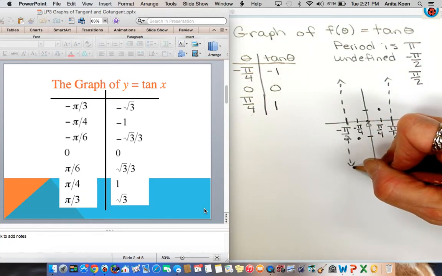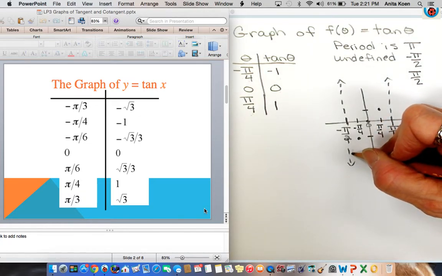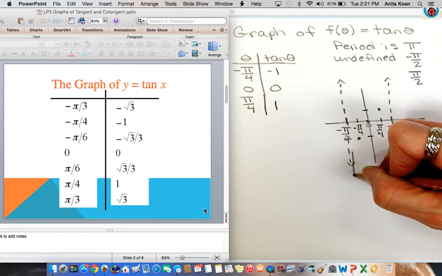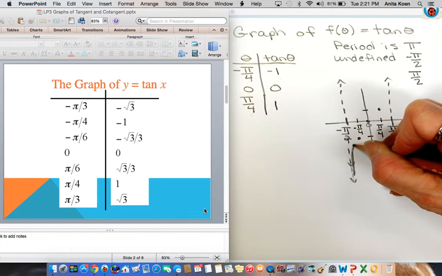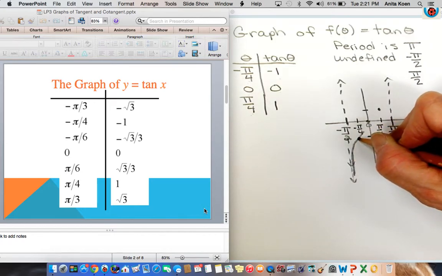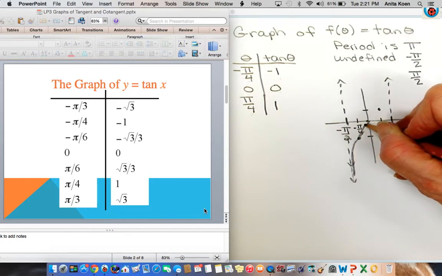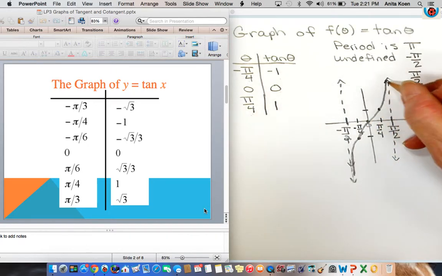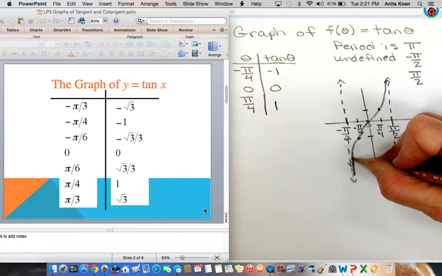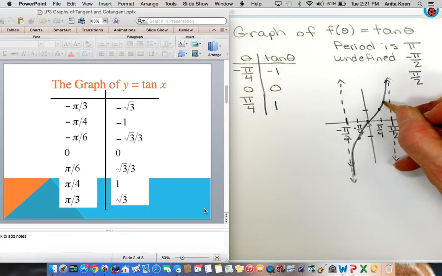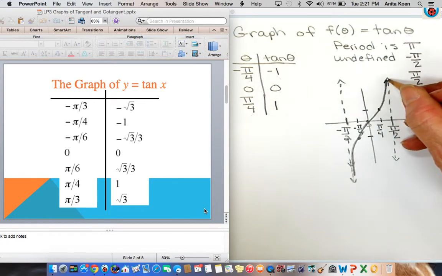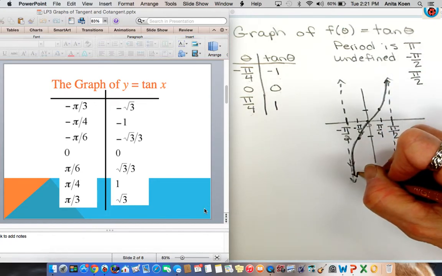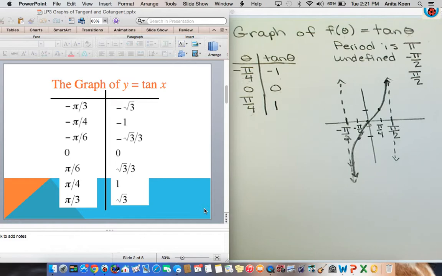I'm going to understand that my tangent function is going to approach this asymptote, getting closer and closer to this asymptote, but never touching it. It's going to come up and go through this point, which is negative pi over 4, negative 1, through 0, 0, through pi over 4, 1, and then it's going to continue up, getting closer and closer to this asymptote. That's the period that I want you to graph for the tangent function.